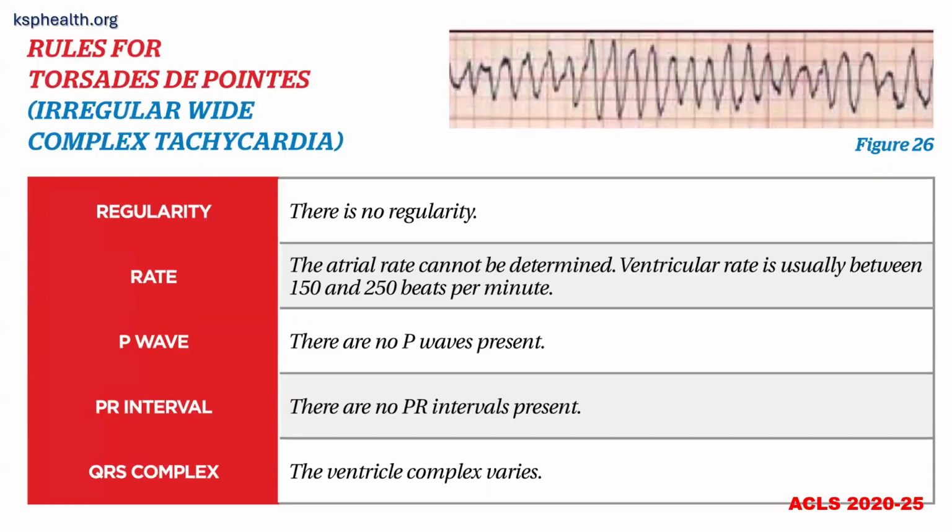The third rhythm is torsades. What are the rules for torsades? There is no regularity. The atrial rate cannot be determined. The ventricular rate is usually between 150 and 250 beats per minute. There are no P waves, no PR intervals. The ventricular complex varies. As you can see, torsades typically looks like that. Now you have seen ventricular fibrillation, ventricular tachycardia, and torsades.